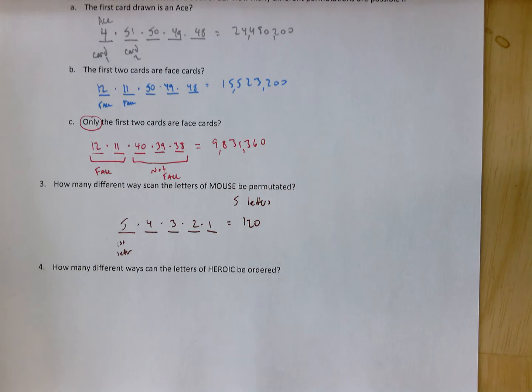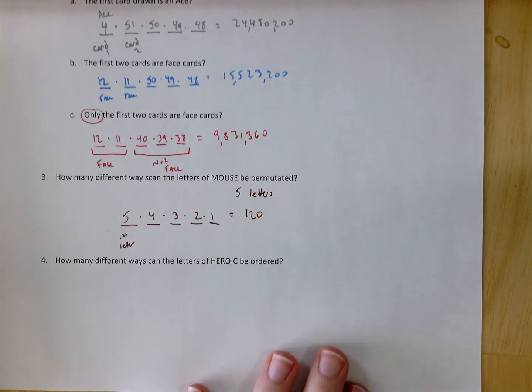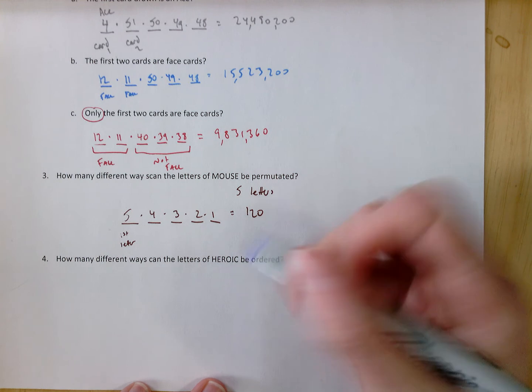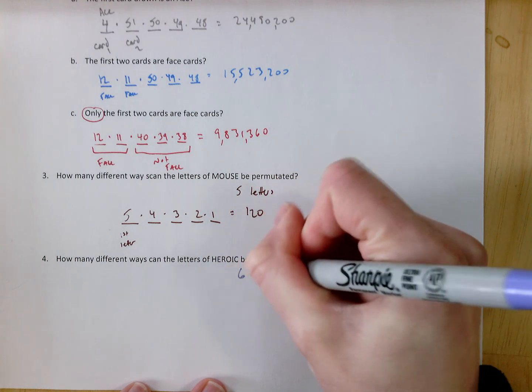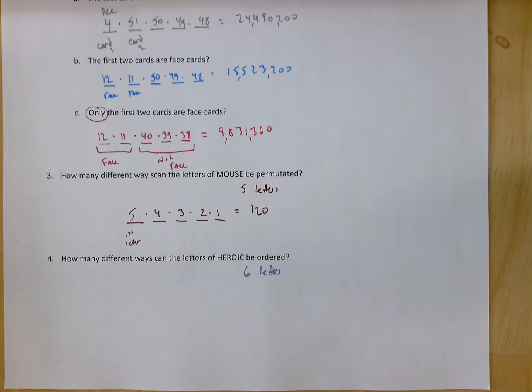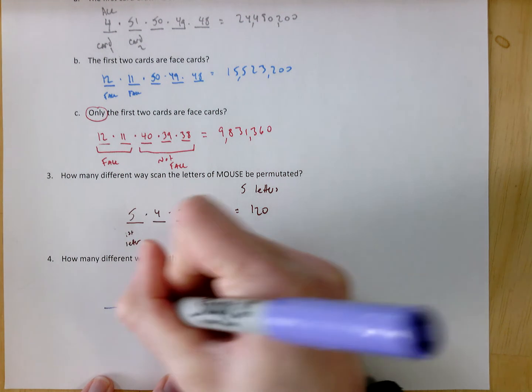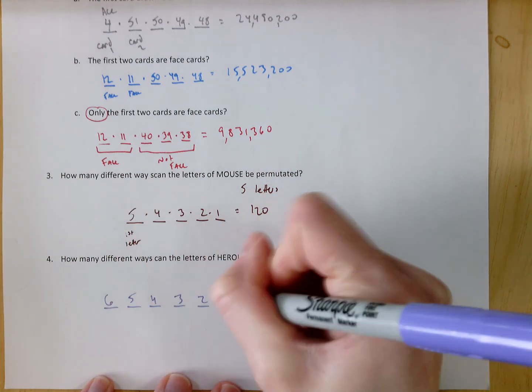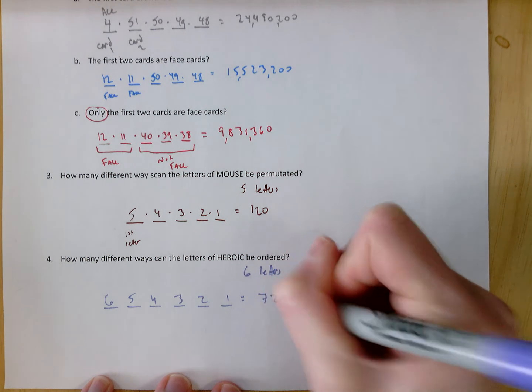All right, and then this last one, so a similar problem, but this time we're looking at the word heroic. Okay, so how many different ways can we rearrange heroic? Well, I've got 1, 2, 3, 4, 5, 6 letters, right? So I know I'm going to have 6 slots, and 6, 5, 4, 3, 2, 1, which works out to 720.